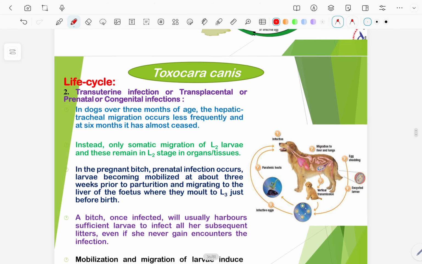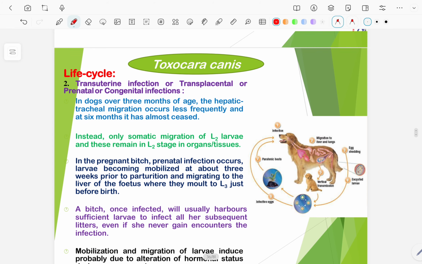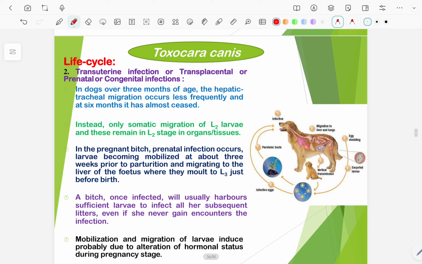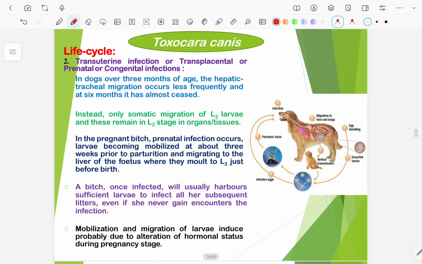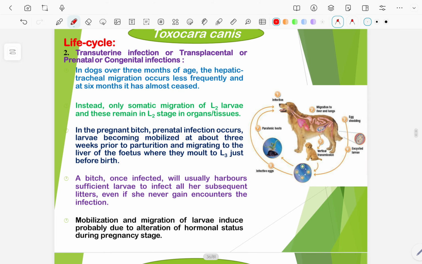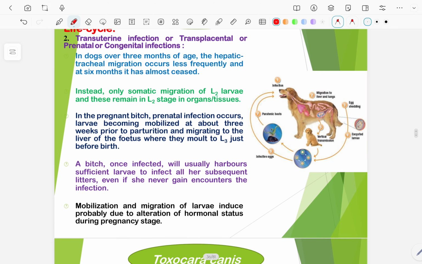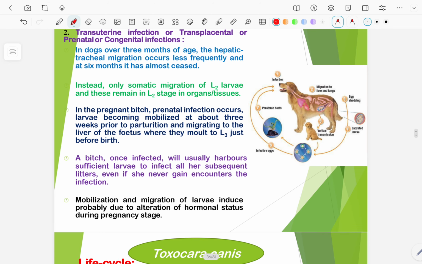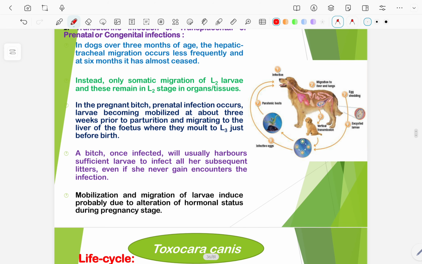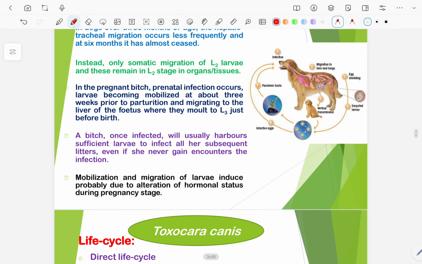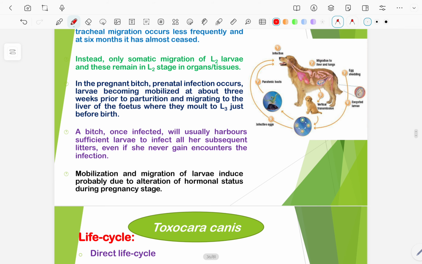Transuterine infection, or transplacental, perinatal or congenital infection. In dogs over 3 months of age, the hepatic tracheal migration occurs less frequently, and at 6 months it has almost ceased. Instead, only somatic migration of L2 larvae occurs, and these remain in L2 stage in organs or tissue.